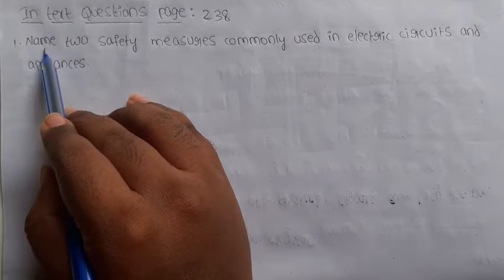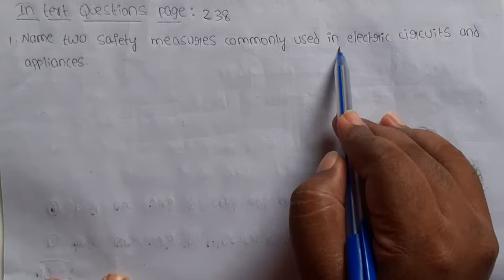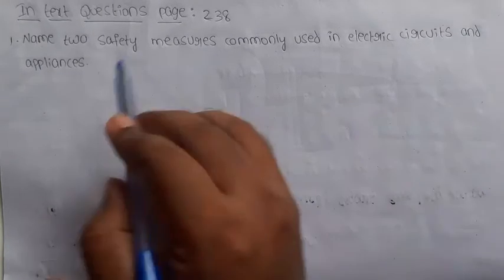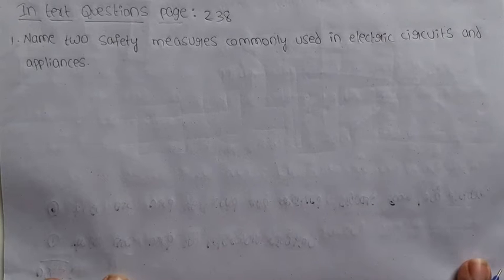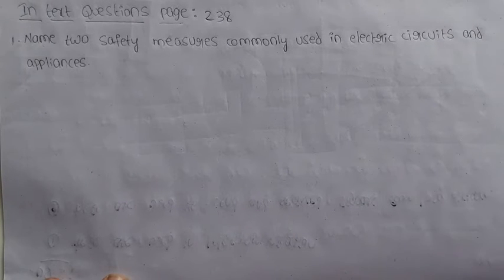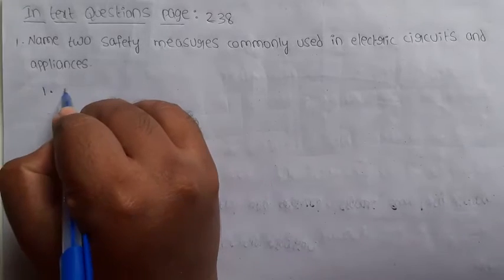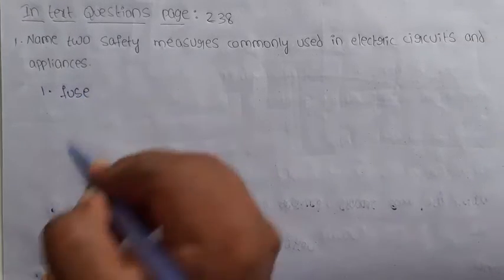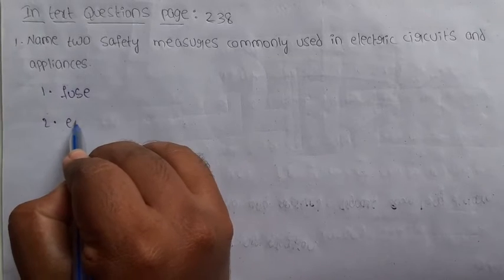First question, name 2 safety measures commonly used in electric circuits and appliances. We are constructing the domestic electric circuit and placing some safety measures. What are the safety measures? I already told you. First one is fuse or electric fuse. Second one is earth wire.